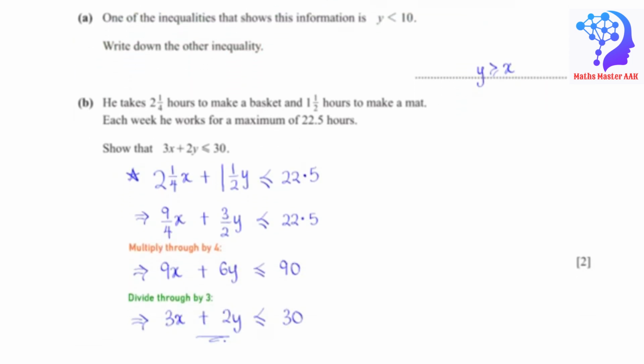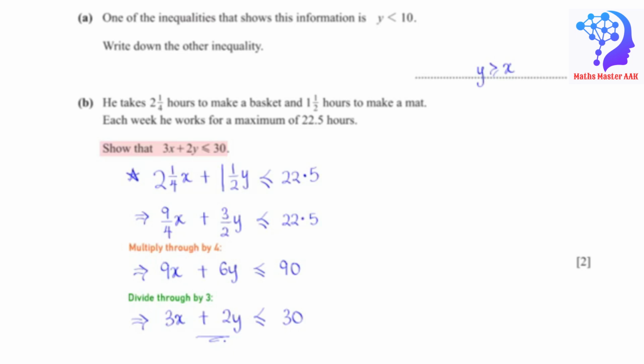He takes 2 1/4 hours to make a basket and 1 1/2 hours to make a mat. Each week, he works for a maximum of 22.5 hours. Show that 3x + 2y ≤ 30.